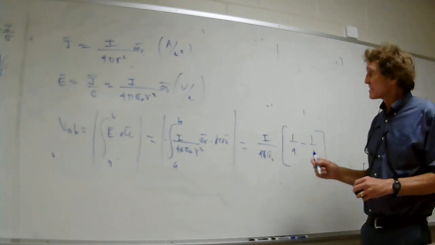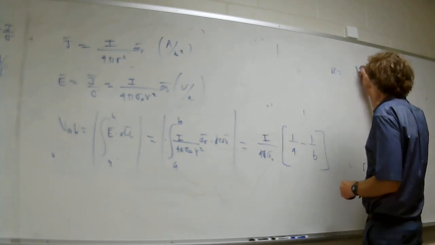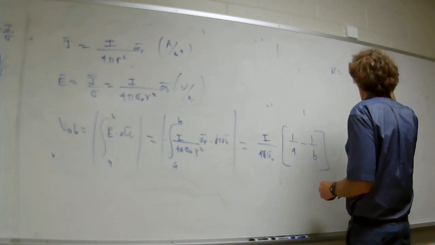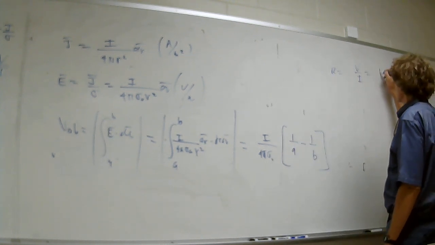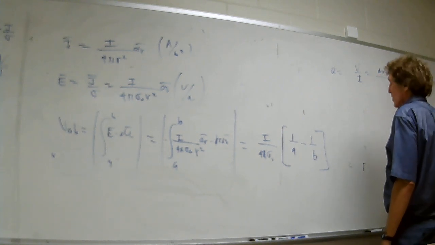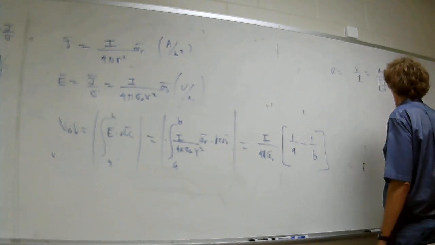Finally, what is the resistance going to be? Well, it's V over I, so it's 1 over this stuff. The I's cancel. They will always cancel. So it's 4 pi sigma naught over 1 over a minus 1 over b.